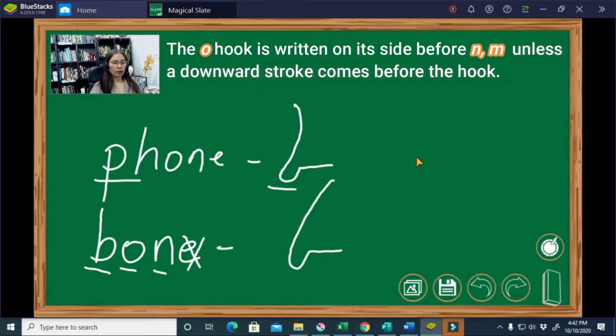Uulitin ko. You are going to write the deep downward hook when the downward stroke comes before, ibig sabihin bago, before the O hook. This one is before, we have the downward symbol, and then we do have the O hook. So meaning to say, you really have to write the deep hook before N. Alright.